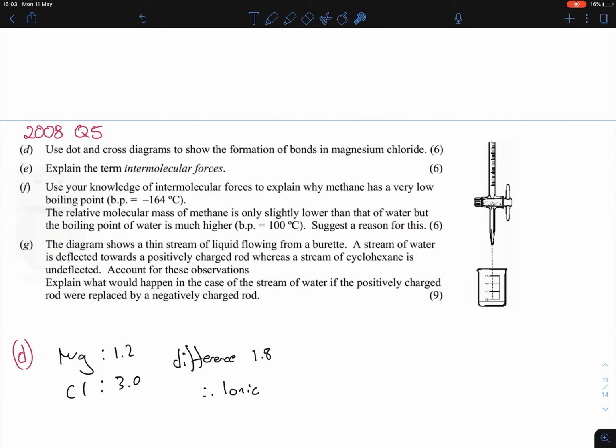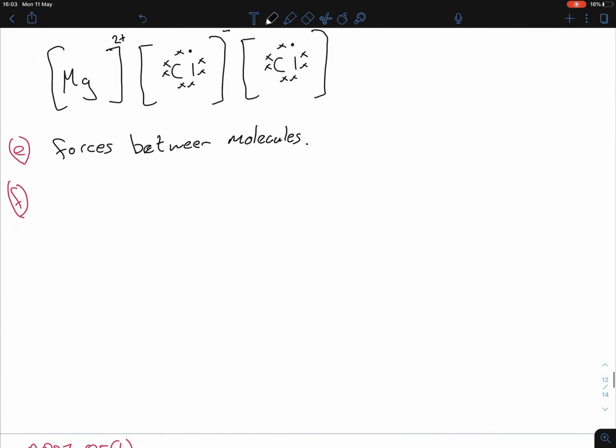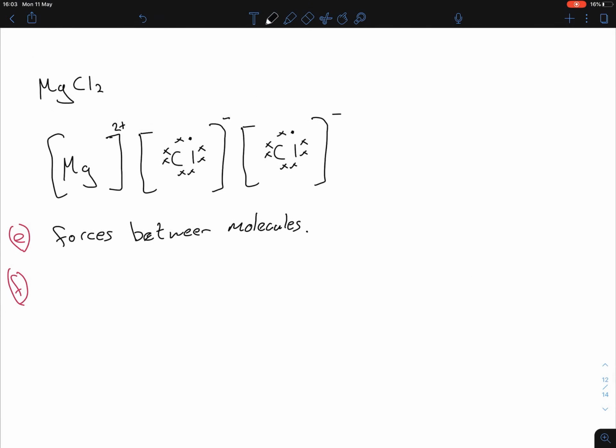Okay, very, very simple for this. There's only 3 types of intermolecular forces. Figure out which force it's going to be, and if it's methane, it's probably going to be very low in terms of the forces. So we're going to say it's going to be van der Waals, or you could say it could be dipole-dipole. It doesn't really matter. So methane is van der Waals.